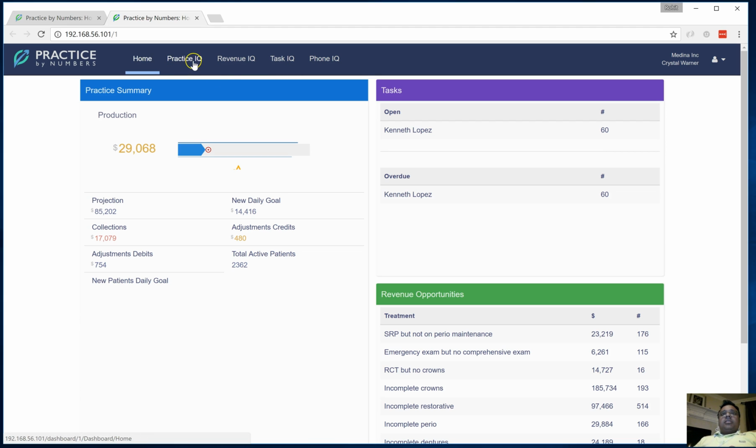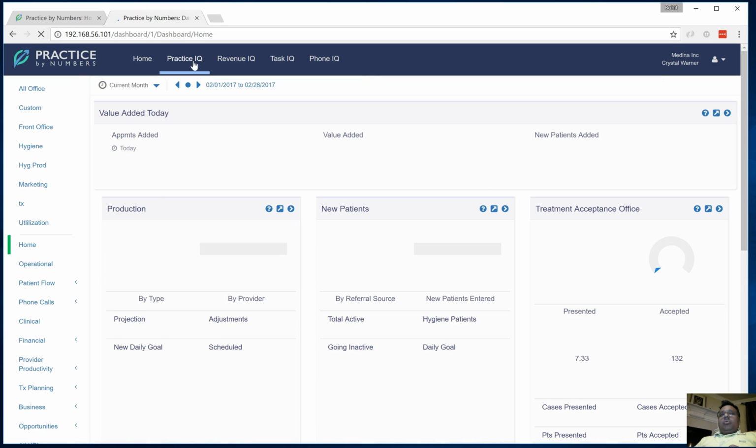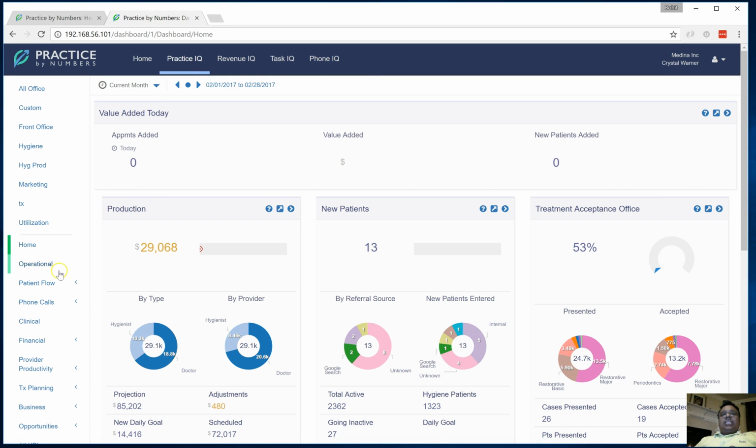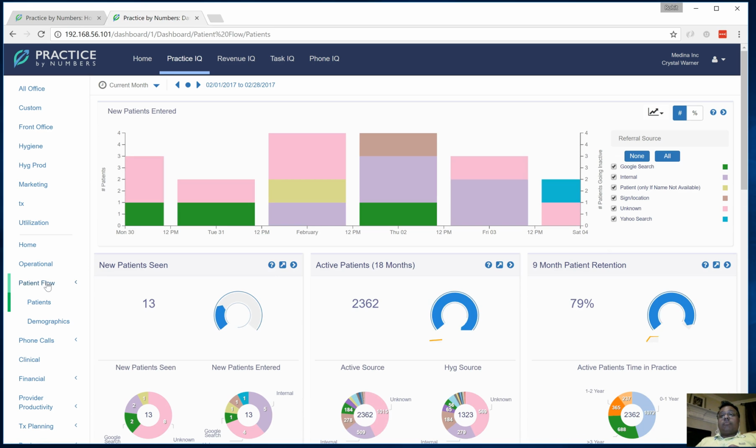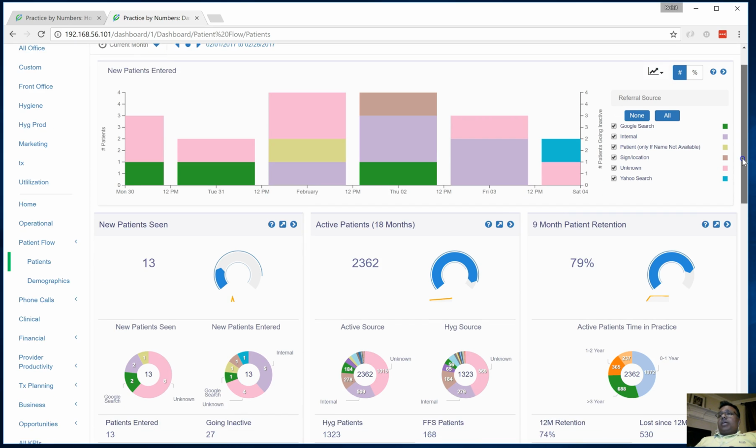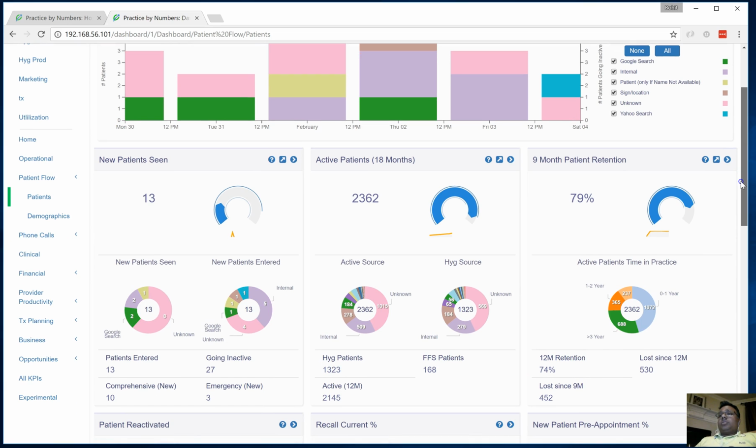This is a dummy practice. Here, let's go into the practice and we're going to look into what is the patient retention for this particular practice. So if I go into the patient flow, which all of you can go into your own practices and take a look at what's going on, let's say this particular practice has a 12-month retention of about 74%. So what does that mean? A quarter of the patients are going inactive every year, okay? So assuming it's year over year over year.